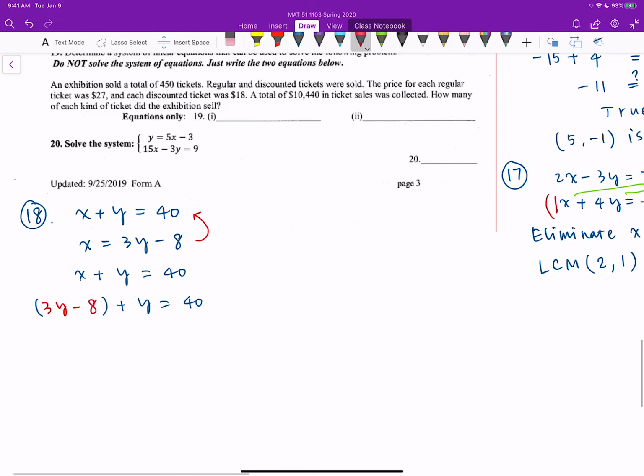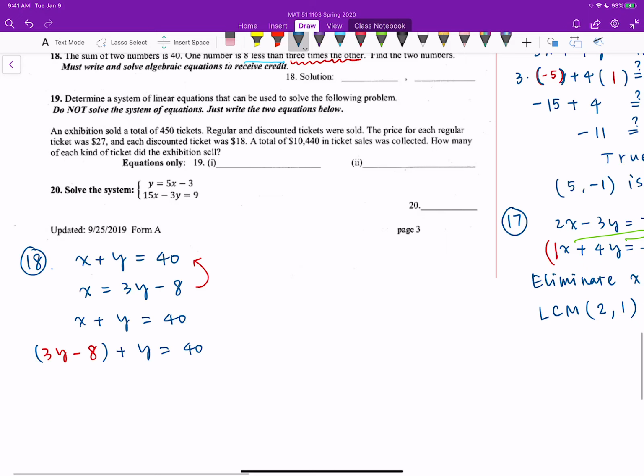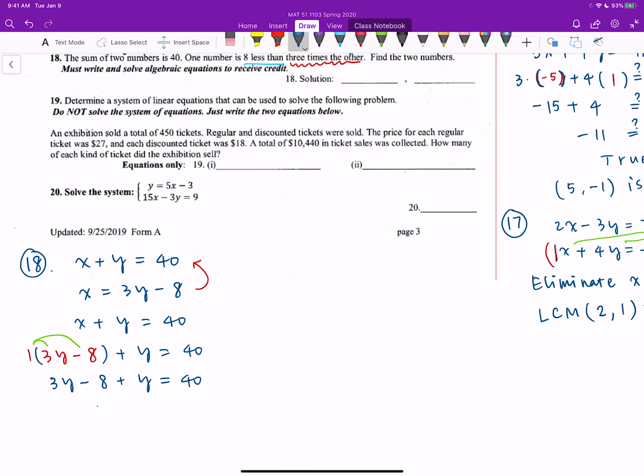Now let's simplify this equation. First, you have a grouping symbol. You could totally get rid of it because there's an invisible 1 outside. So if you distribute this invisible 1, it doesn't change anything. Therefore, we simply have 3y minus 8 plus y equals 40. And then we're going to combine like terms. On the left-hand side, 3y plus y, that is 4y. Minus 8 equals 40.